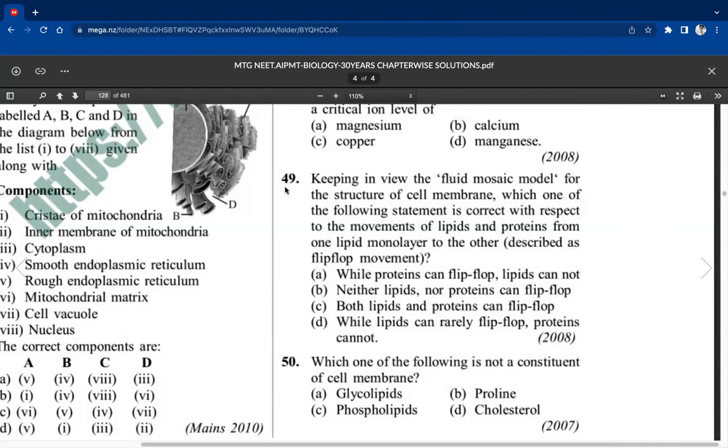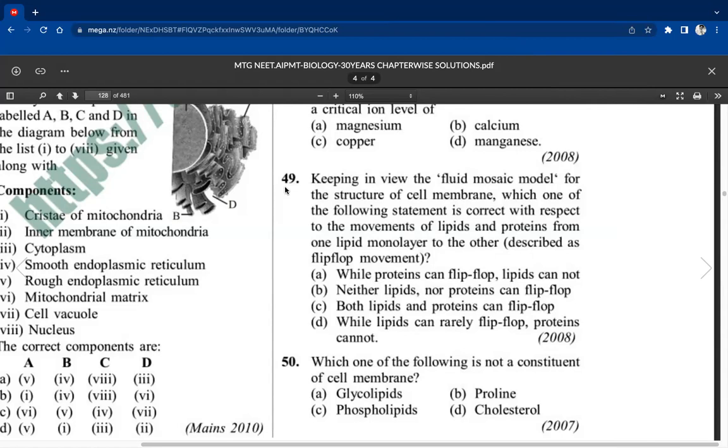Do you understand? Lipids can sometimes, very rarely, flip-flop. But you were very close to the right answer, Iram, saying that neither lipids nor proteins can flip-flop. So just write it down. Lipids can rarely flip-flop in circumstances where proteins are moving. When proteins are moving from one place to another, they are like floating in the lipid pool. So lipids sometimes can change positions, because if they flip-flop, there is no difference.